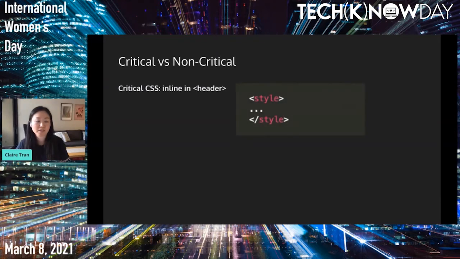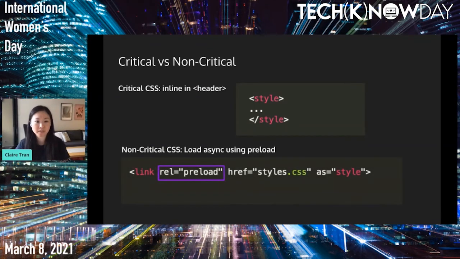So for critical CSS, we can pull that out and add that into the style tags in the header. That way that's loaded as one of the first items on the page. And then for non-critical CSS, we can load this asynchronously using preload so that once it's ready to be used, it's already loaded.